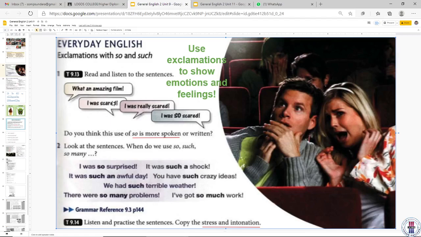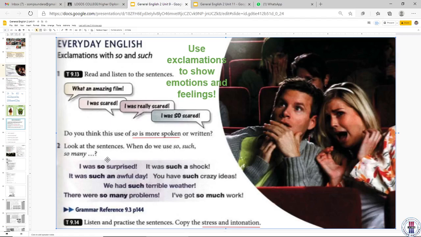And the tone of your voice, the way you speak. I was scared. Does that really show that you're scared? No. You would say it like this, I was scared. I was really scared. I was so scared. So here, so is more often used when we speak. It's more spoken. And you use the word so to show emotions and feelings.